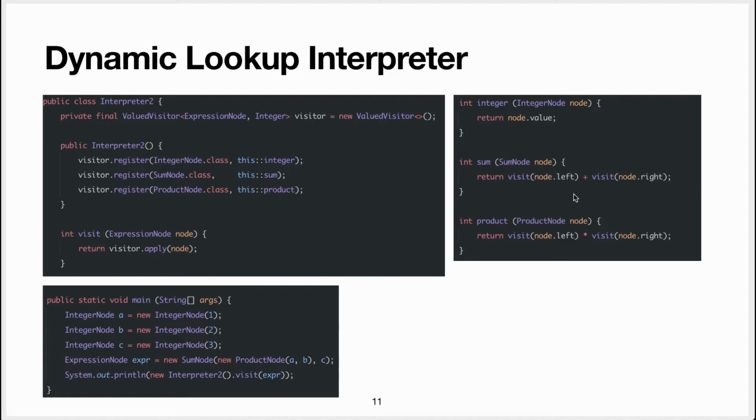I have to choose. So we can test this here, and again, we just build an AST node for 1 times 2 plus 3, and you can also verify that this works.